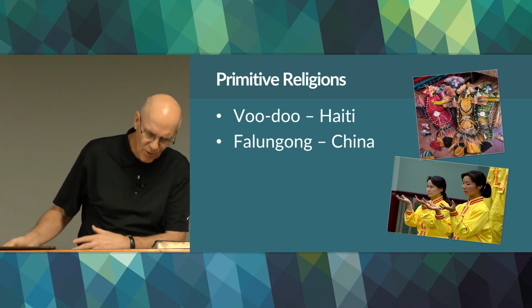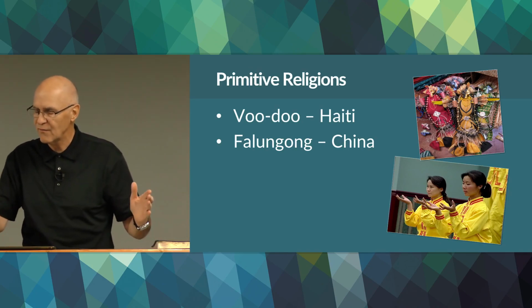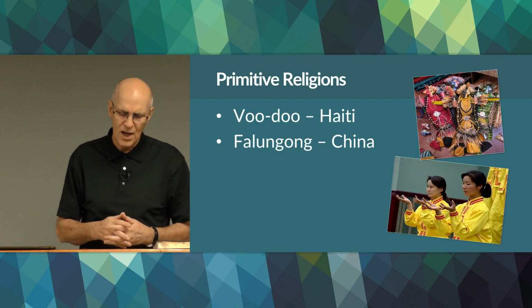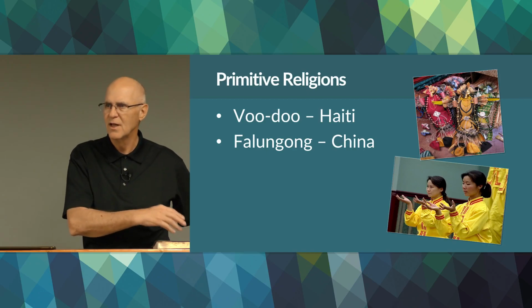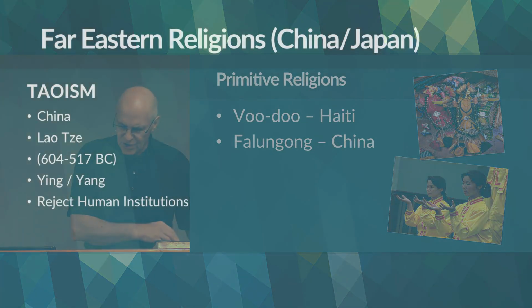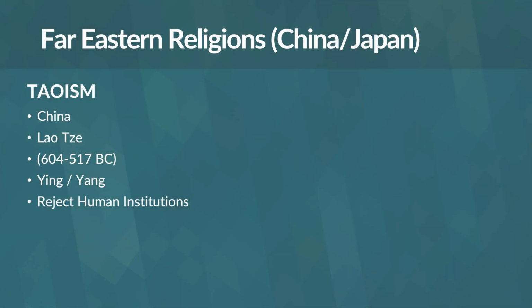So if we're going to begin a comparative study of religion in our class tonight, we begin with what are called the Far Eastern religions. The first of which is Taoism. You pronounce the T like a D. Taoism, that comes from China. Was founded by Lao Tse, and he lived 604 to 517 BC.